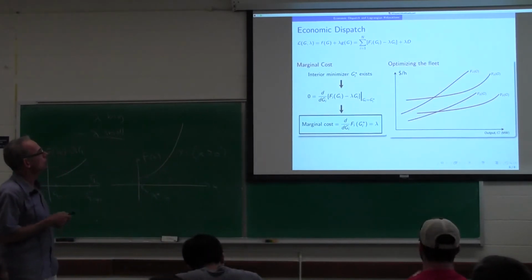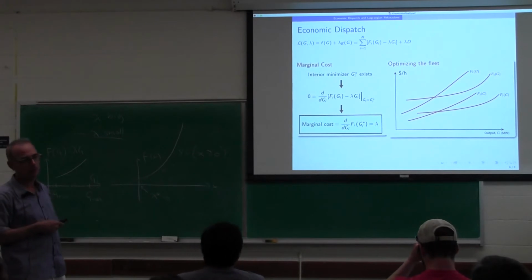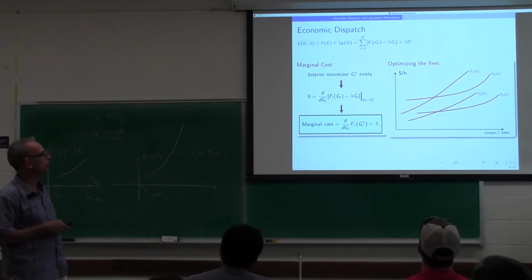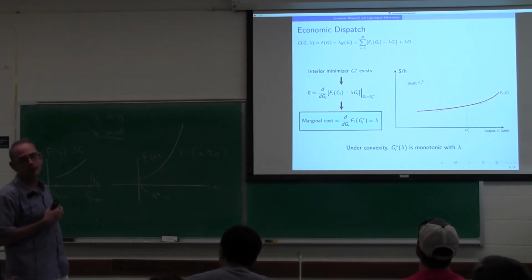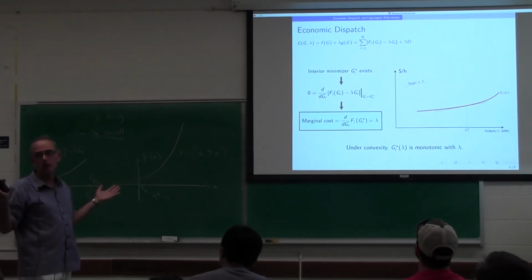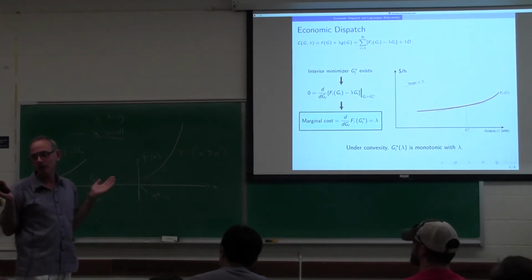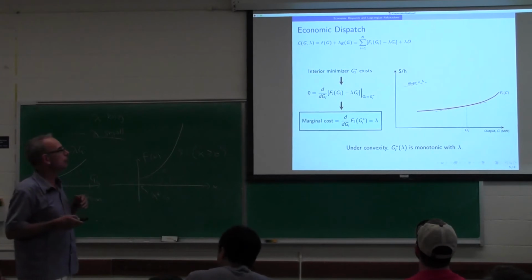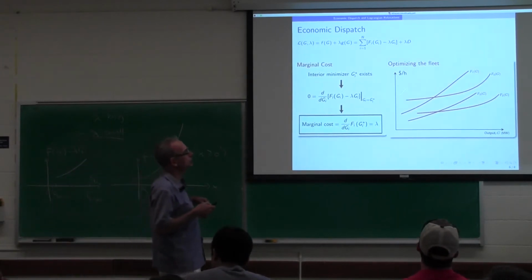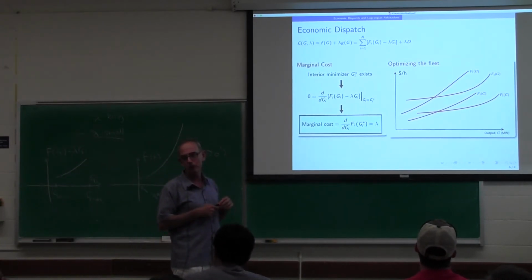Now what about a fleet? We just do the same thing. There's no difference, because remember, we've completely decoupled this problem. You've got n separate optimization problems. But let's look at it geometrically all at once. So I've got a bunch of cost curves for the different generators. And somebody gives me a lambda, just as before. But look what happens now.